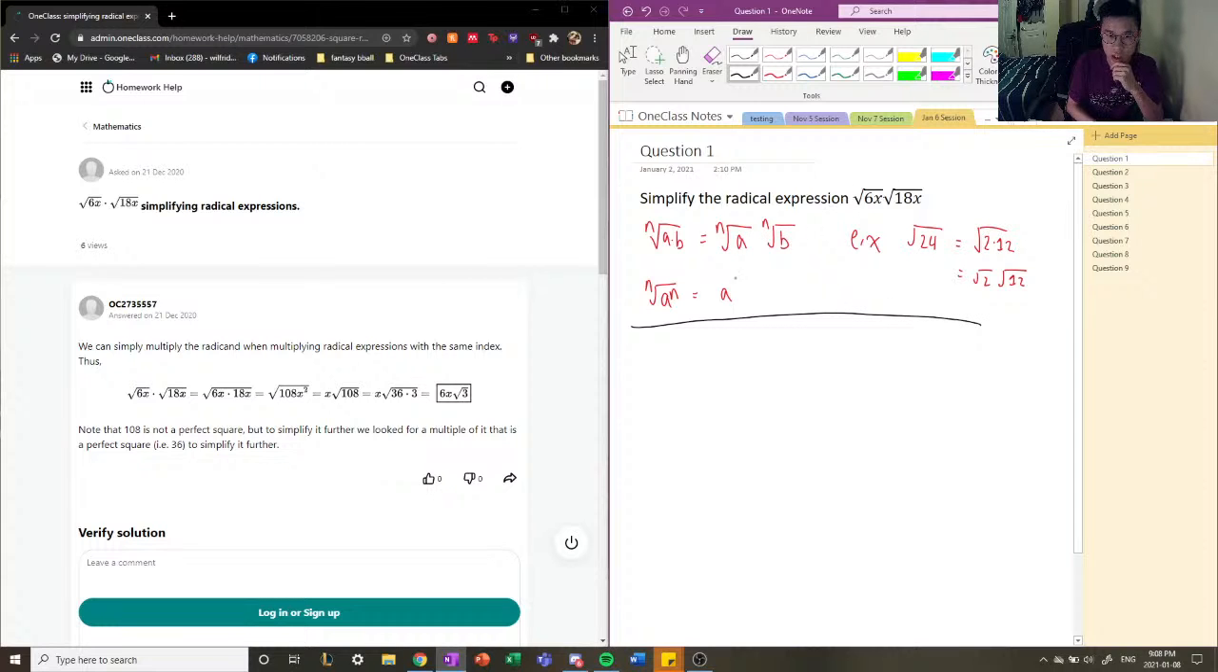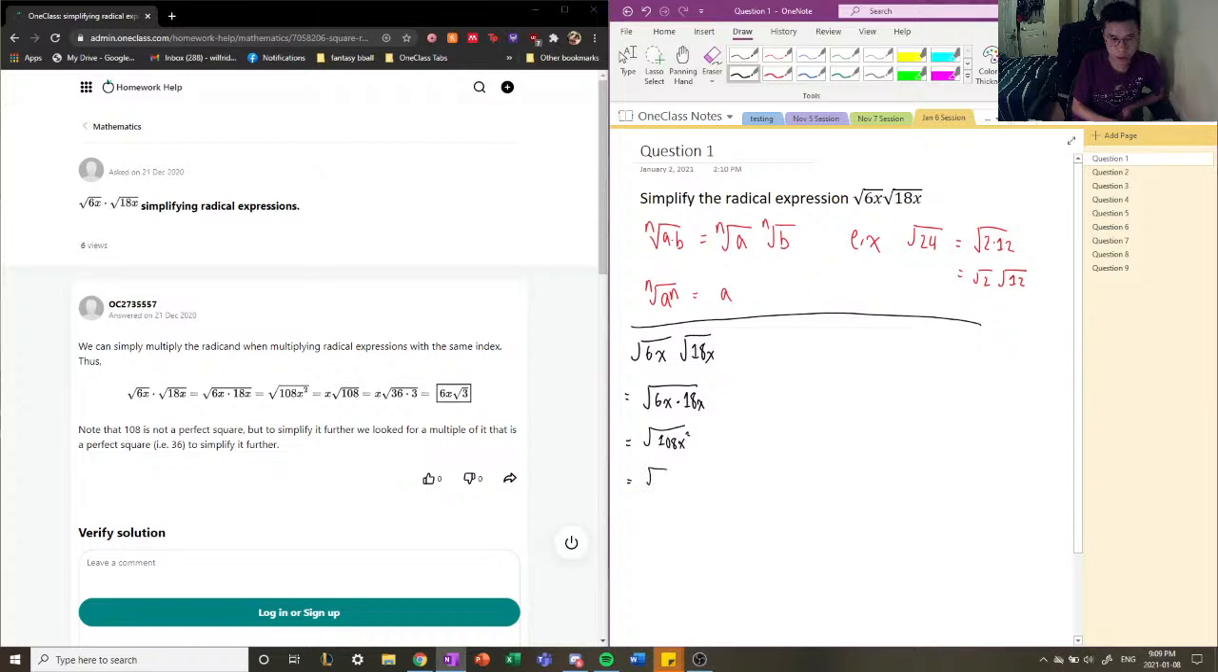All right. So the first principle, we're going to use this one backwards. If we have the root of 6x times the square root of 18x, this equals the square root of 6x times 18x. And if we simplify this product, we would have the root of 108x squared.